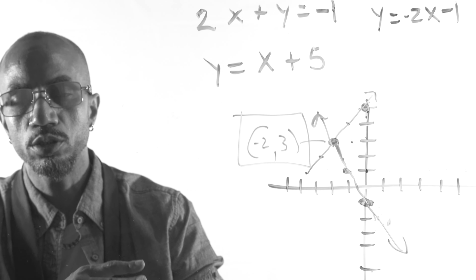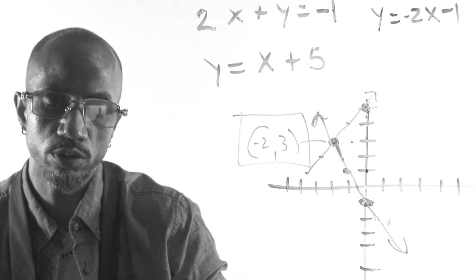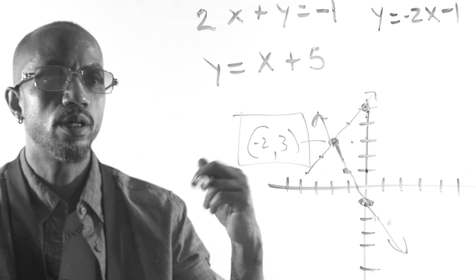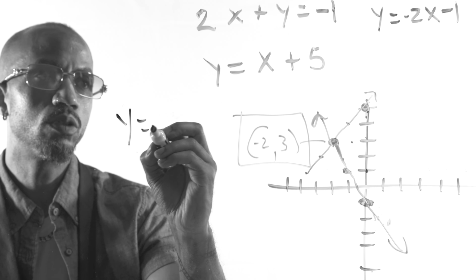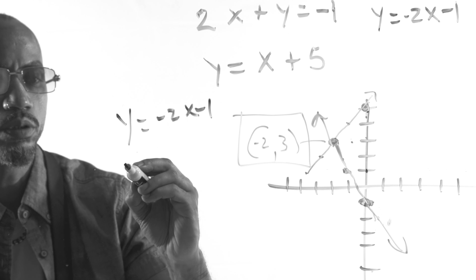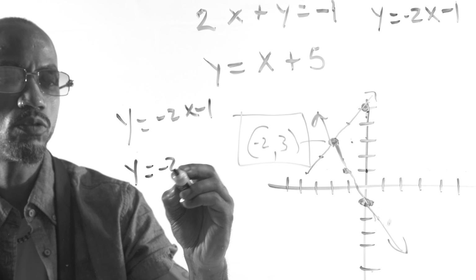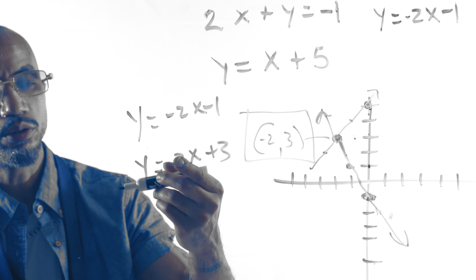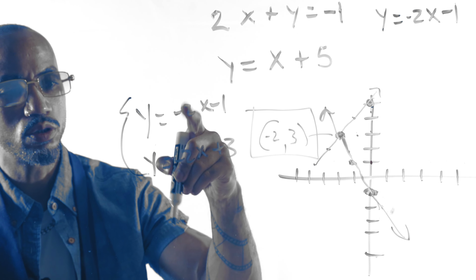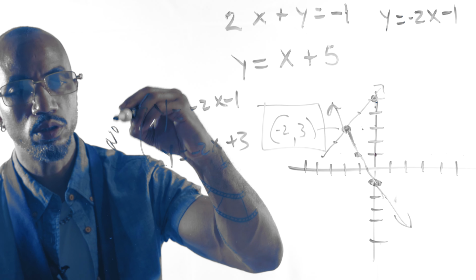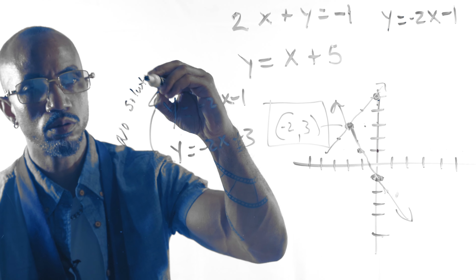While we're here, let's talk about the other special situations. What if you have an equation where you have, for instance, y equals negative 2x minus 1, but then you have another equation that it's y equals negative 2x plus 3, for example. Okay, well now, this is a special situation. So these are parallel lines, and they will not intersect. So when this happens, we say there is no solution.